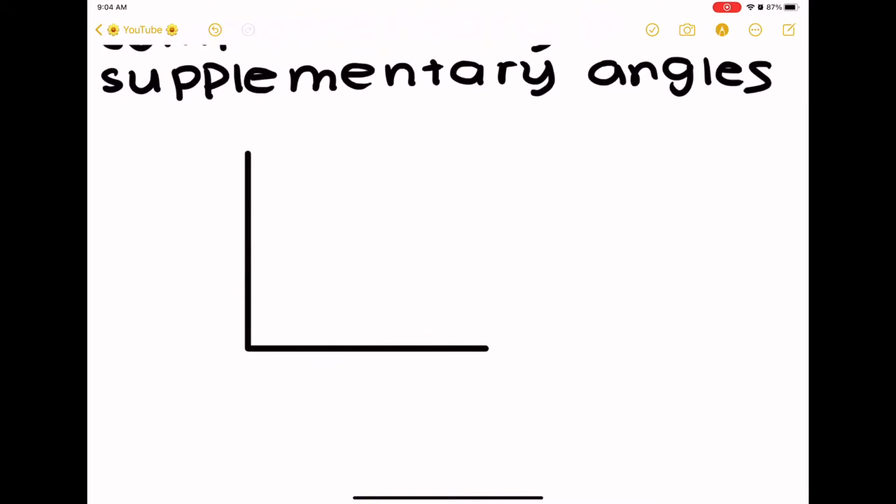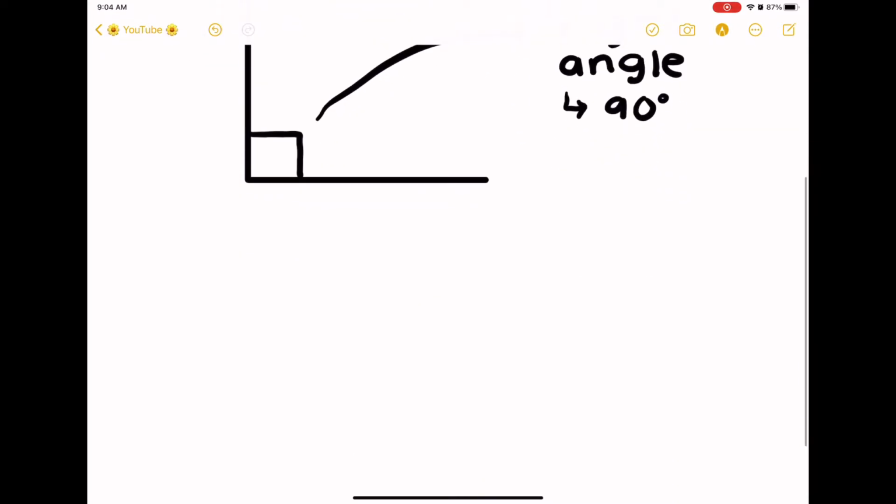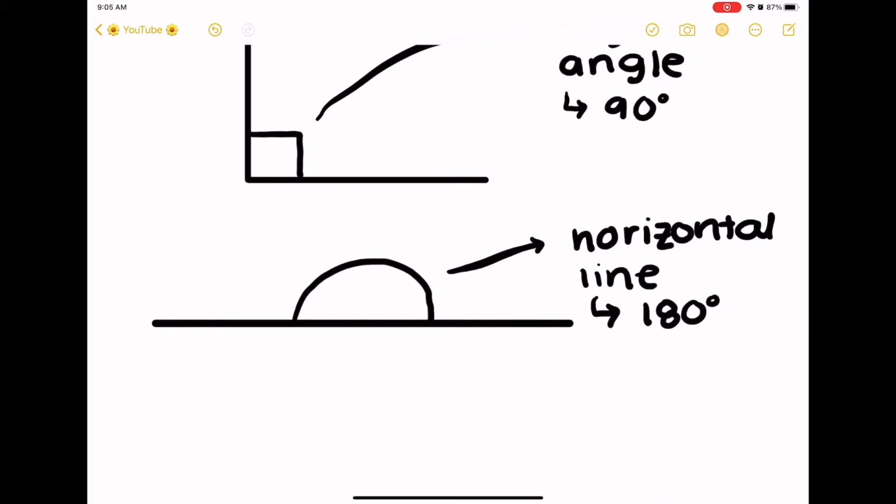So we all know what a right angle is. It's simply 90 degrees, and we can represent it with this box. And if we were to have a line, well, that is 180 degrees. Now this relates to our lesson. And this is, by the way, a horizontal line. And this relates to our lesson about complementary and supplementary angles.